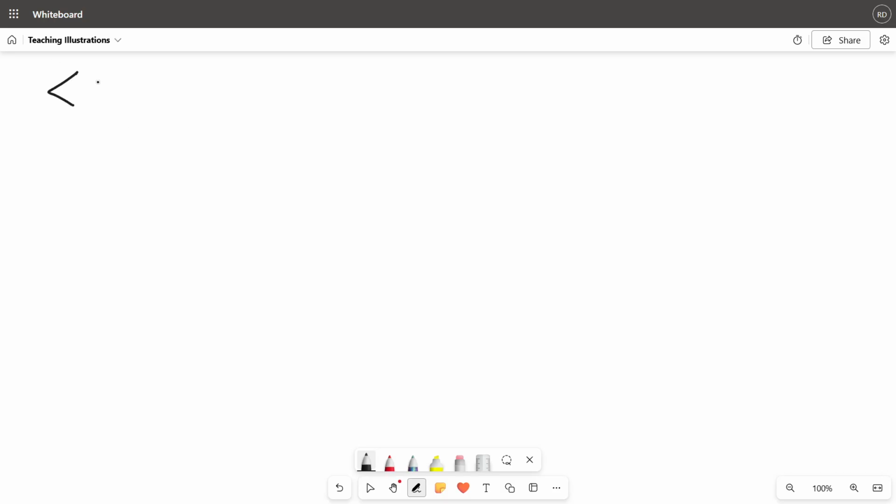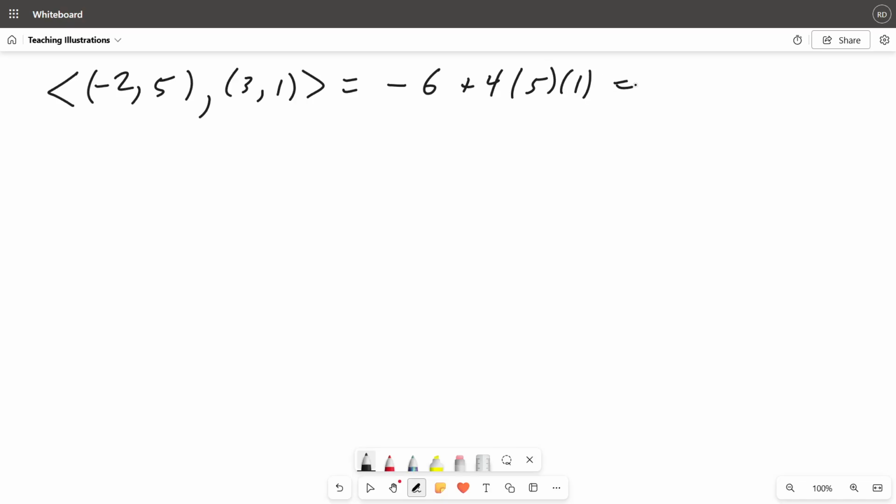And then if we say, let's find an example, negative 2, 5, inner product with 3, 1, which would be negative 6 plus 4 times 5 times 1, which is 14.